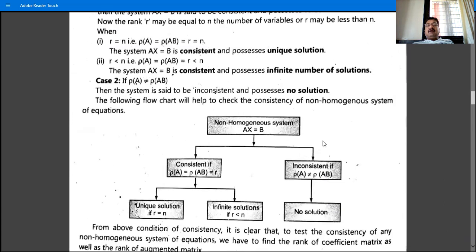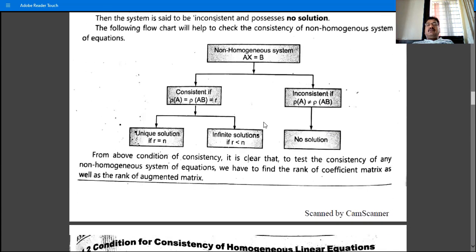So if you consider any non-homogeneous system, then how many solutions do we have for it? What are the probable answers? Either the system has no solution, meaning zero solutions, or the system has a unique solution, meaning one solution, or the system has infinitely many solutions. So there are only three cases.